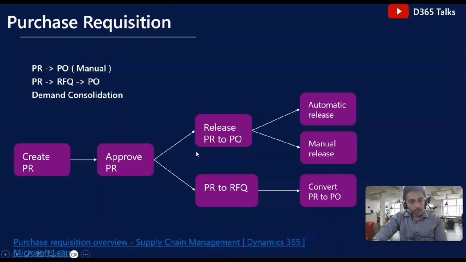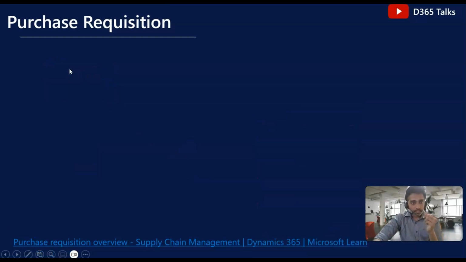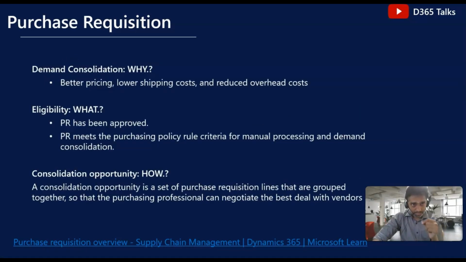Let's go back to the slide. So we discussed 2 kinds of scenarios in this video. And the next important concept is called consolidation opportunities. First of all, we need to understand why we need to do demand consolidation. Because in general, sometimes purchase requisitions are raised for the same item by multiple users. Let's say in your organization, the employees raise purchase requests for computers or maybe some stationery items.